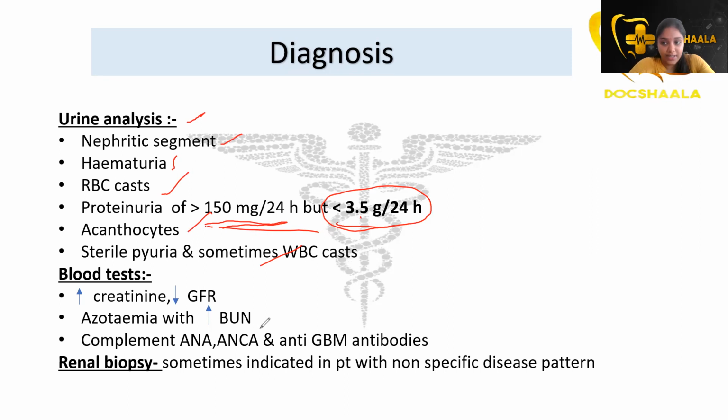Then coming to the blood tests, you can see increased creatinine and decreased glomerular filtration rate, azotemia with increased BUN, and complement, ANA, ANCA, and anti-GBM antibodies may be seen. Renal biopsy is not quite commonly indicated, but it is indicated when the patient presents with a non-specific disease pattern.